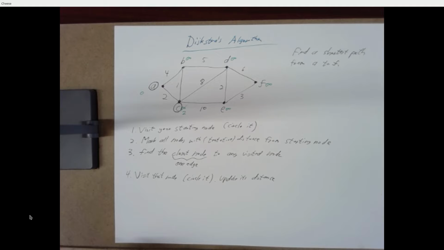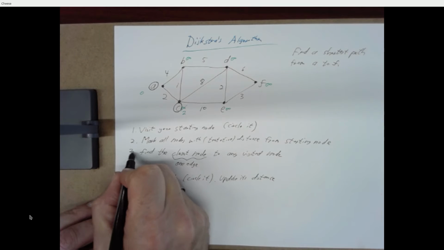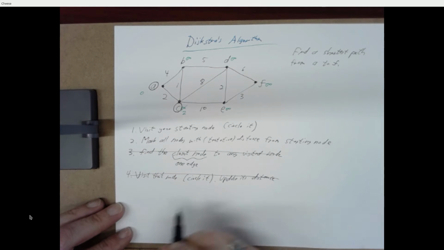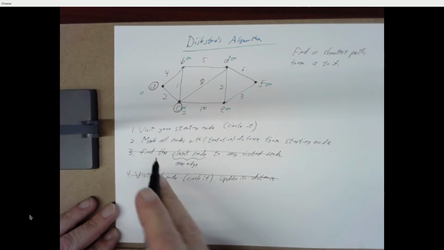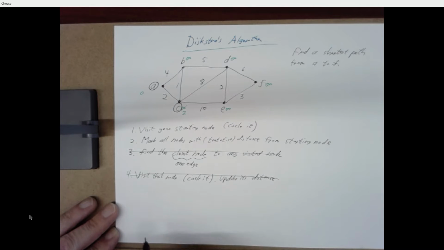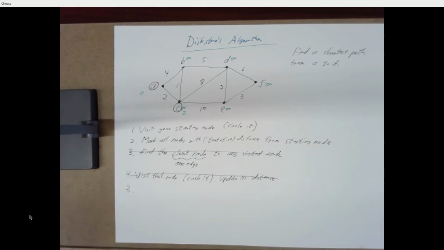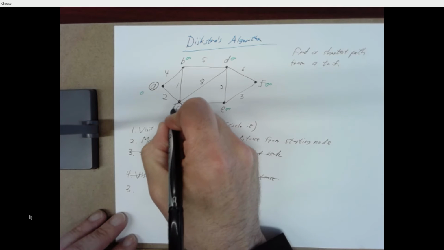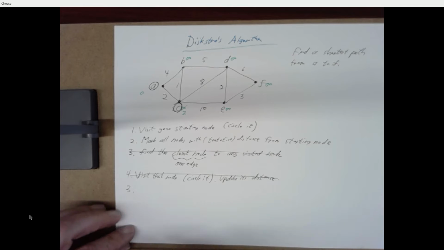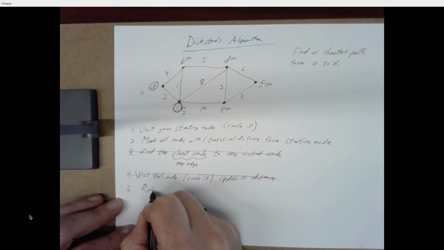I forgot something. I'm going to need to throw a step 2.5 in here. Let's do it like this. So visit your starting node. Mark all nodes with tentative distances from starting node. Okay, let's throw a different step in here. It's going to do the same thing here, but let's not circle this. All right, so this is what we call relaxation.